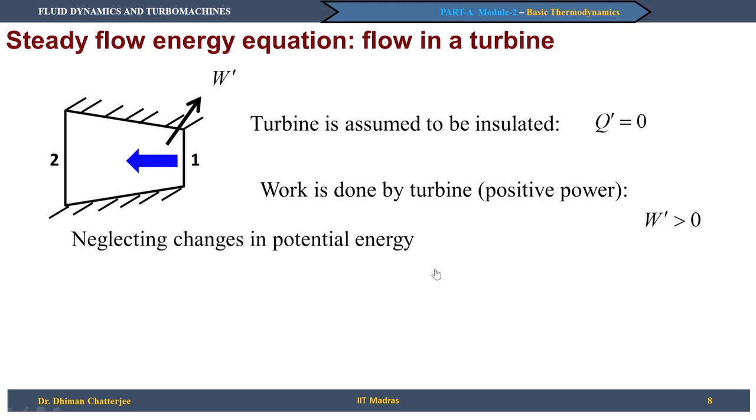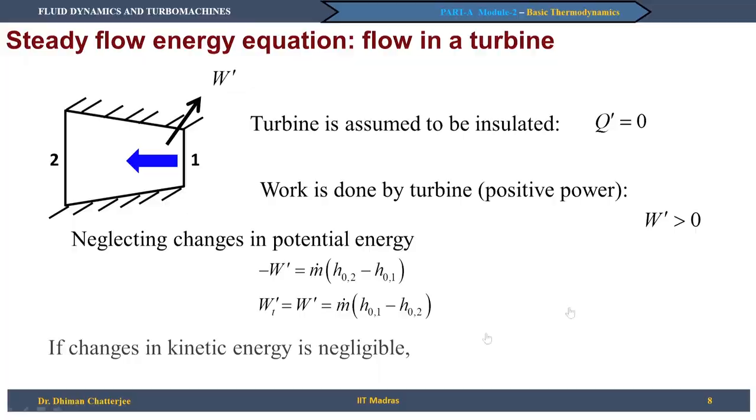Similarly, neglecting changes in potential energy as we did for nozzles and diffusers, we can say that minus W prime equals m dot (H02 minus H01), or Wt prime, the rate of work done or power produced by the turbine, is equal to m dot (H01 minus H02). Let us pause here for a minute. The work done by the turbine is positive because it is a positive power, and we find that H01 must be greater than H02 for W prime to be greater than 0.